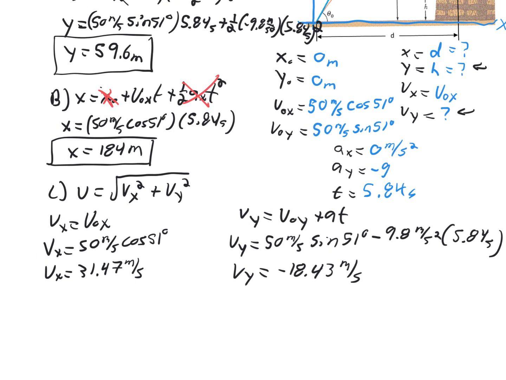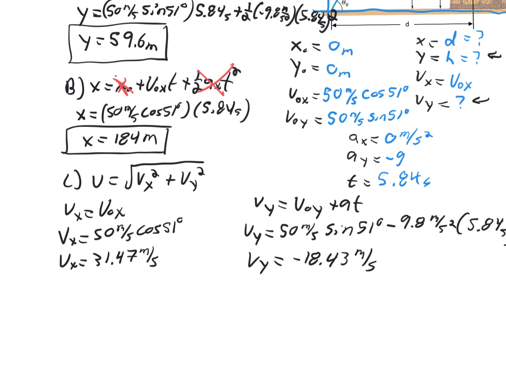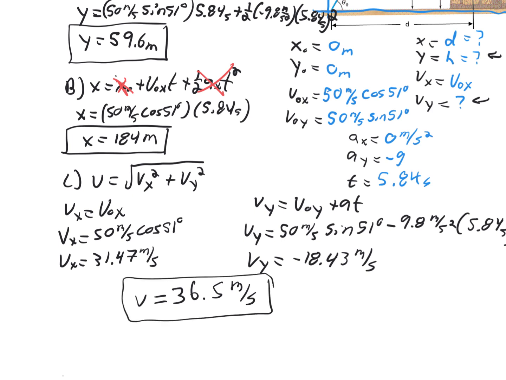So from there, you should be able to simply do the square root to find the magnitude, which I trust your abilities to do. So I'll just go ahead and give us what we should find, which is a magnitude or a speed of 36.5 meters per second. Boxworthy again. Boom.